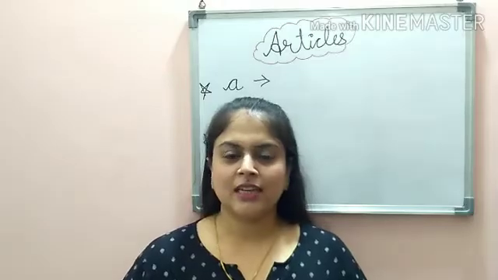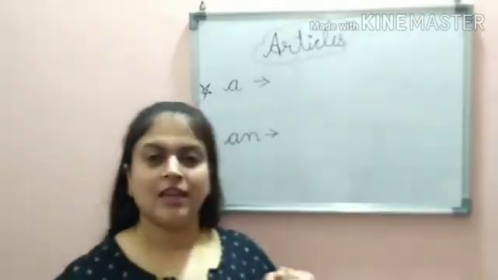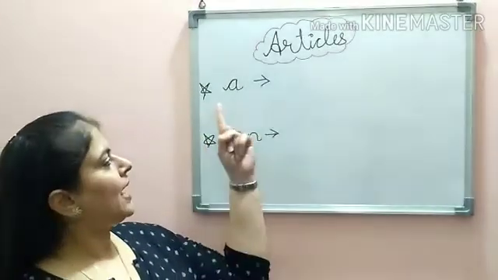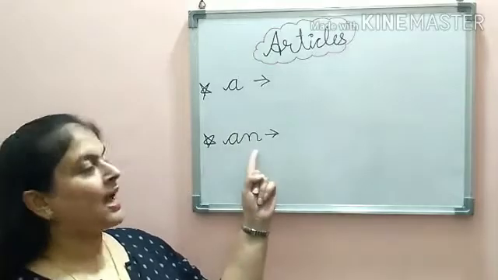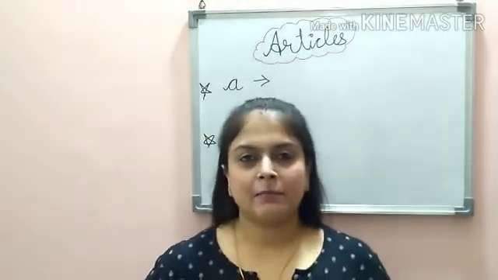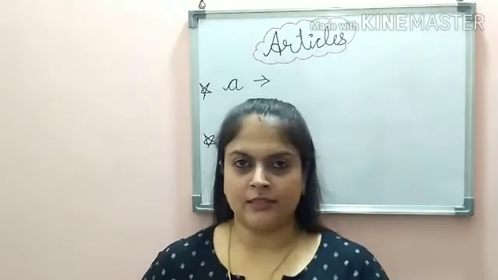Children, today we are going to do the articles. Articles, okay? And what are articles? Basically, these are the starting words as a and an. A and an. But before that, let me tell you what are vowels and consonants.